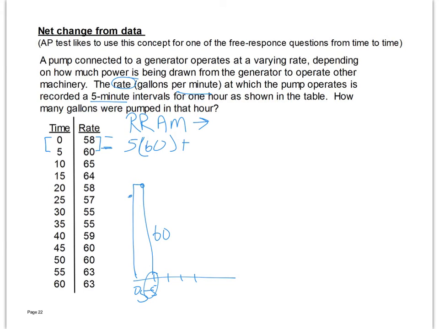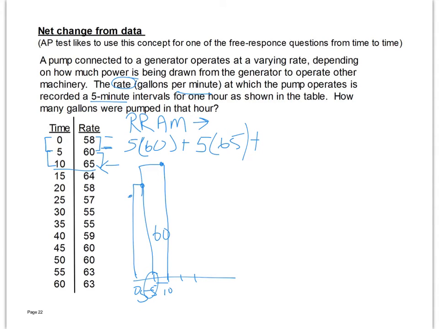Plus the next one from 5 to 10. It's also 5 wide at the bottom. 5 to 10 is a distance of 5. And then the right-hand side of that is 65 tall. If I go up to 10, 65, that's the right-hand side of that interval.